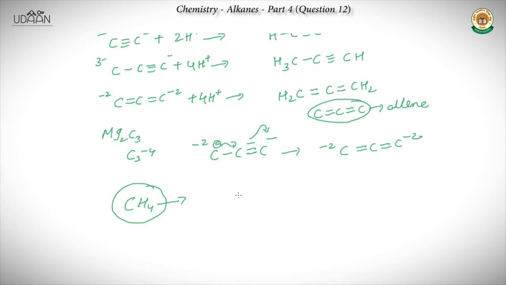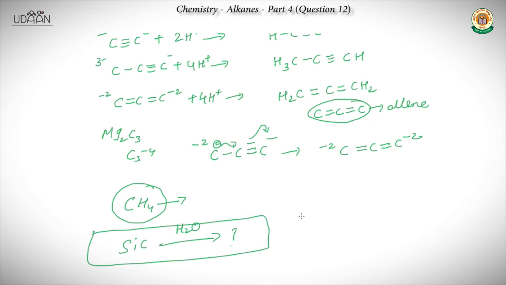I want you to try one more thing. What if I give silicon carbide instead of this? I want you to find out the answer for it. I'll give you a hint if you want. Silicon carbide is covalent. All the compounds which are given to you are ionic carbides. Now, if you want the answer for it, go and search in your inorganic chemistry.